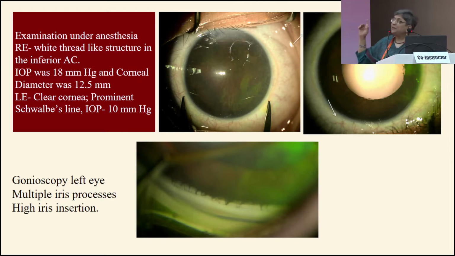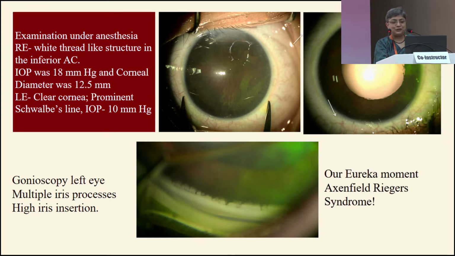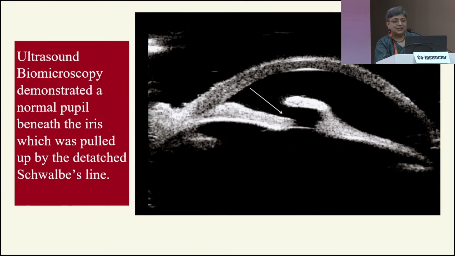Now, the gonioscopy of the left eye, the right eye I didn't see too much, but the gonioscopy of the left eye showed these characteristic anterior iris processes, and we call them Y-shaped processes because they go up and then branch out into Ys, and that's our eureka moment of Axenfeld-Rieger. And we said, my God, this is what we're dealing with, and is that a detached Schwalbe's line? And then we said, okay, let's do the UBM and see, and sure enough, you can see this iris was pulled over a normal looking pupil by a Schwalbe's line which had detached and had caused a hyphema.